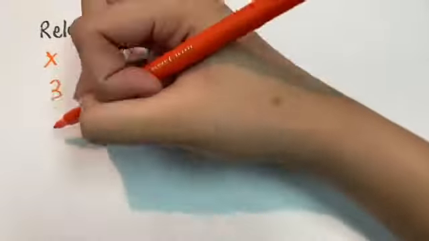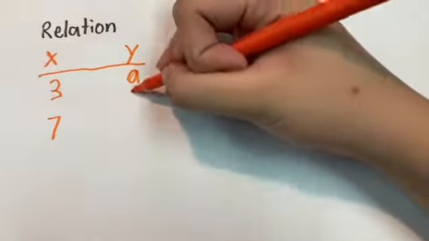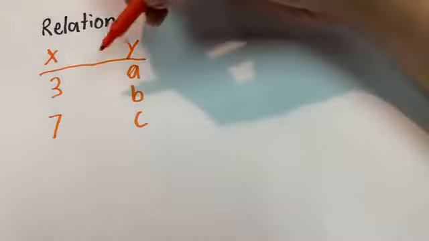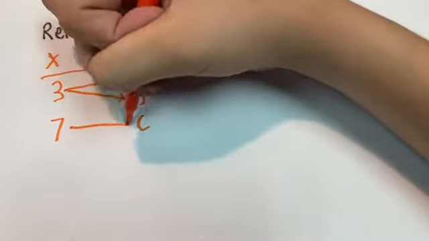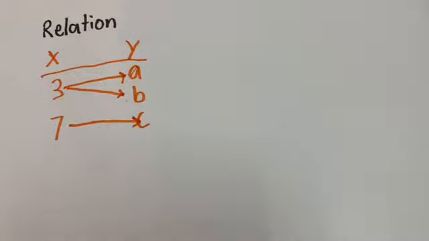Under the x variable, under the domain, we have both 3 and 7, and under the y variable in our example, we have a, b, and c. So we have two sets of variables, and in our example, 3 is paired with b, and 3 is also paired with a, whilst 7 is paired with c. In a relation, the domain, also known as the x variables, are paired with the range, which is also known as the y variables.